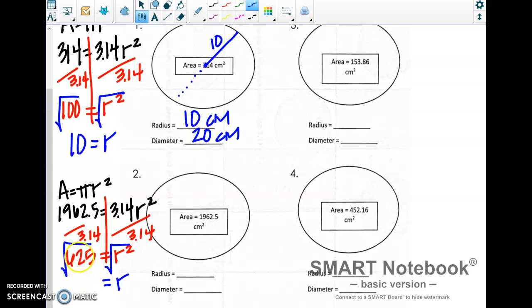Then the square root of 625, we put that in our calculator. It's oftentimes that second button on your calculator. The square root of 625 is 25. So the radius of this circle is 25, which means halfway across this circle is 25, which means all the way across that circle would be 50. And this one was also centimeters.